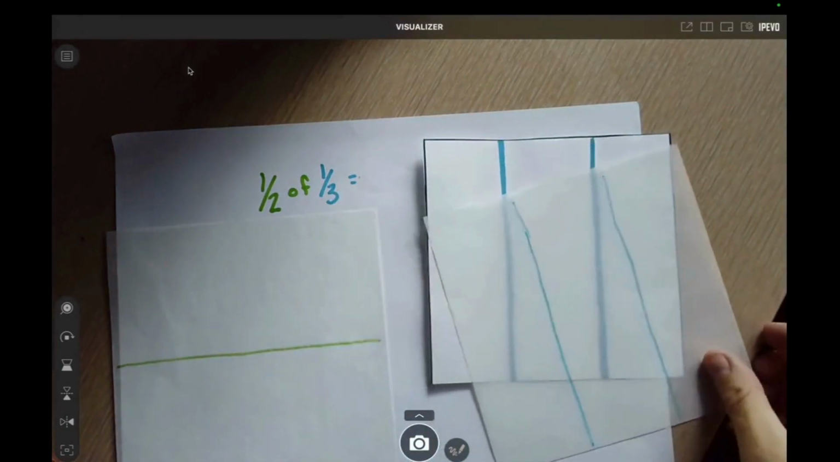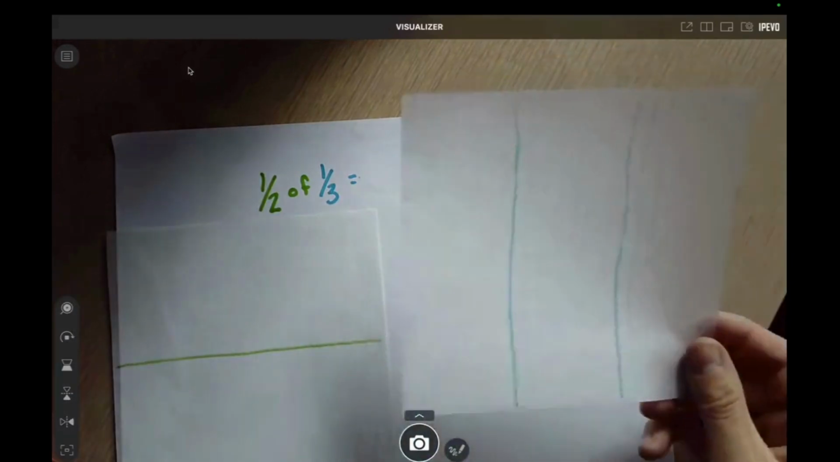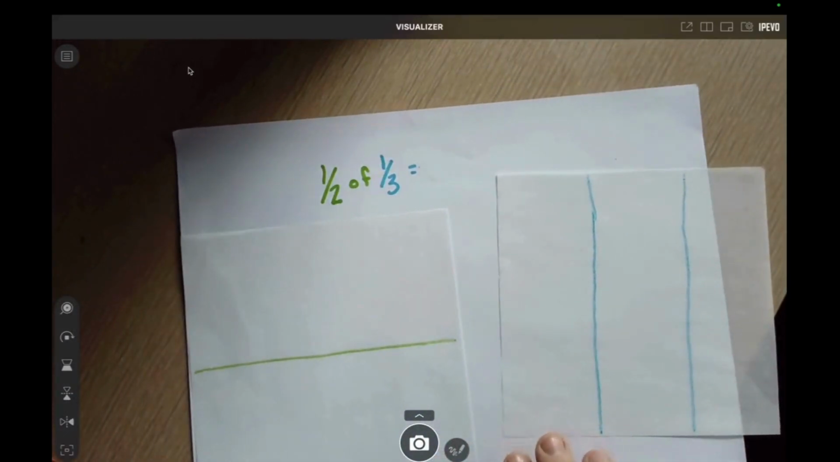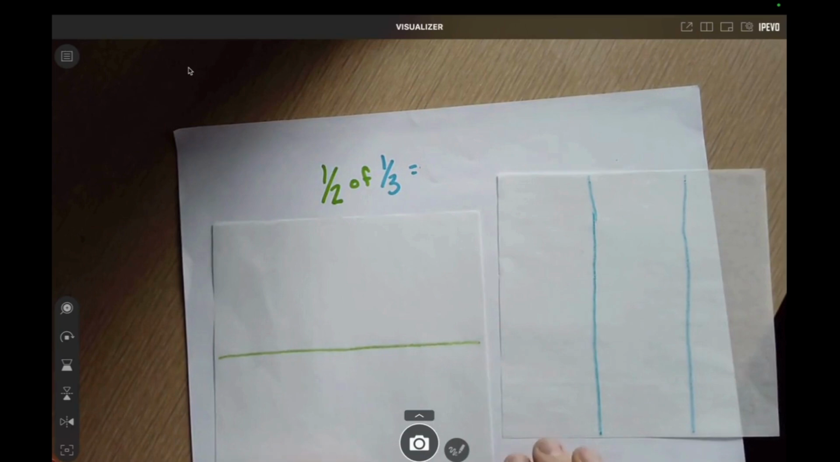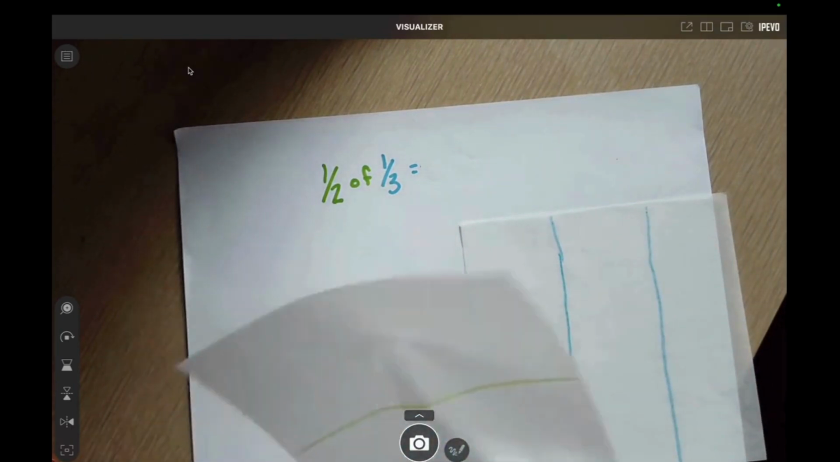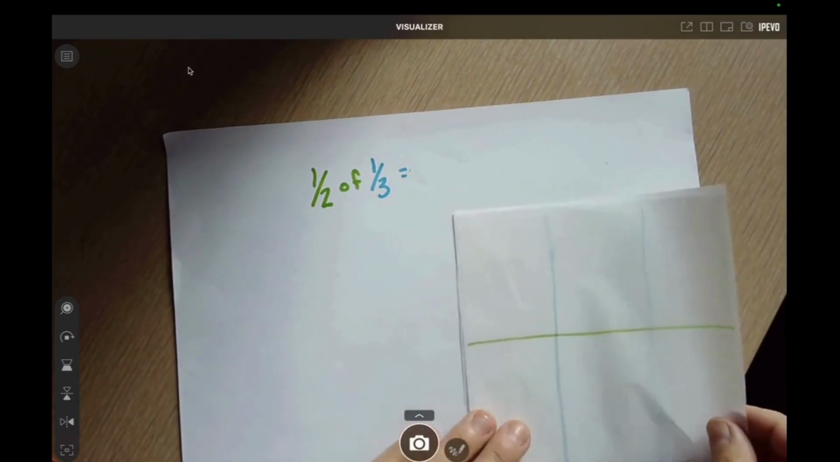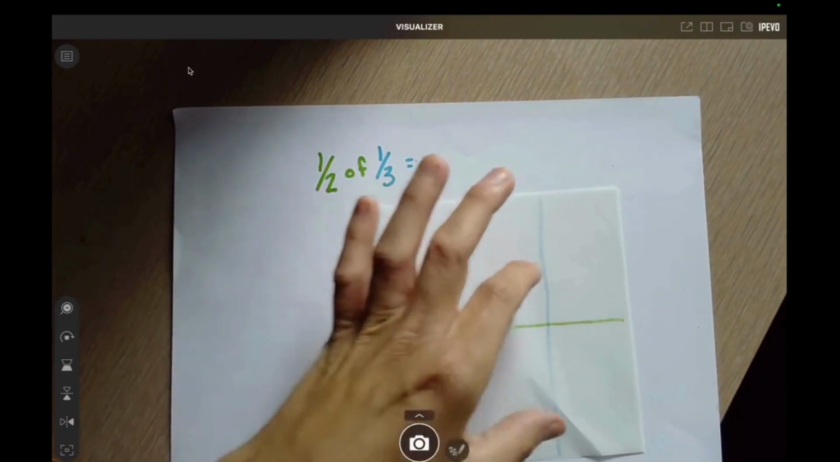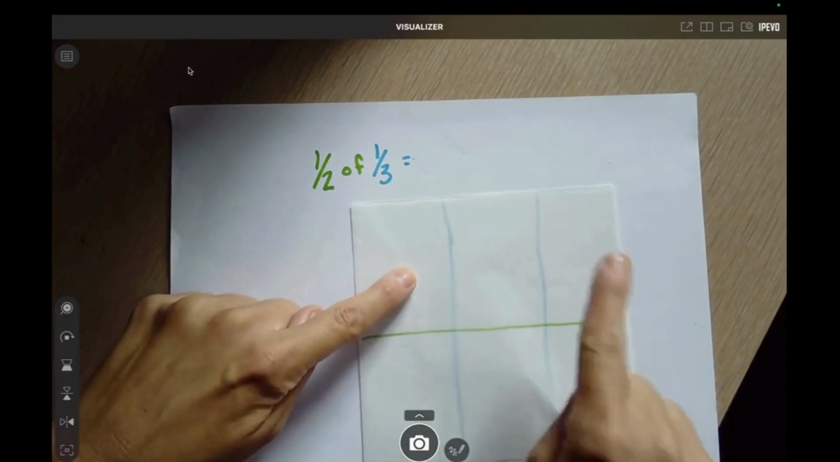Now here's where the magic happens. When we have our thirds facing one way, either vertically or horizontally, and our halves facing a different direction, now we can say, okay, what is 1/2 of 1/3? This is 1/3. I'm going to take half of that. So now I have 1/2 of that third being 1 out of 6 pieces.